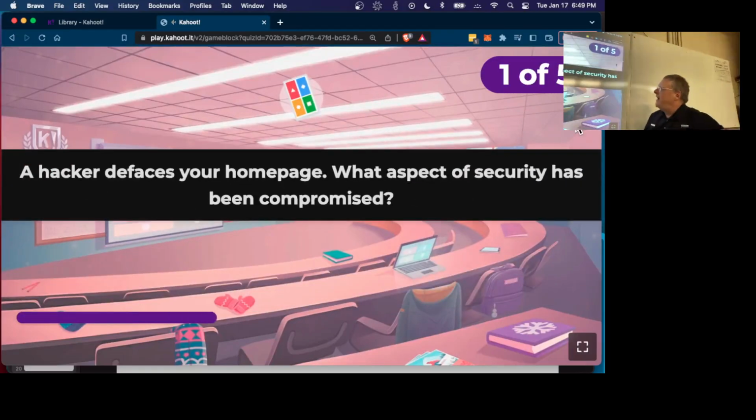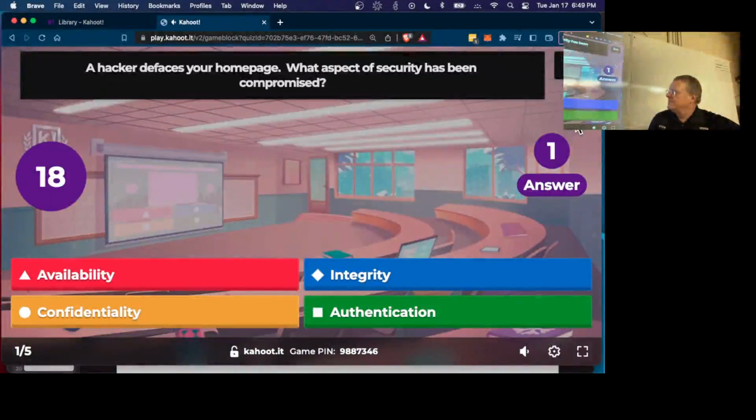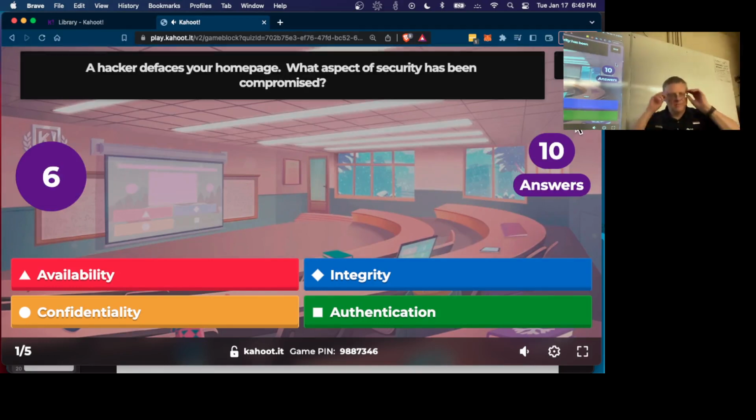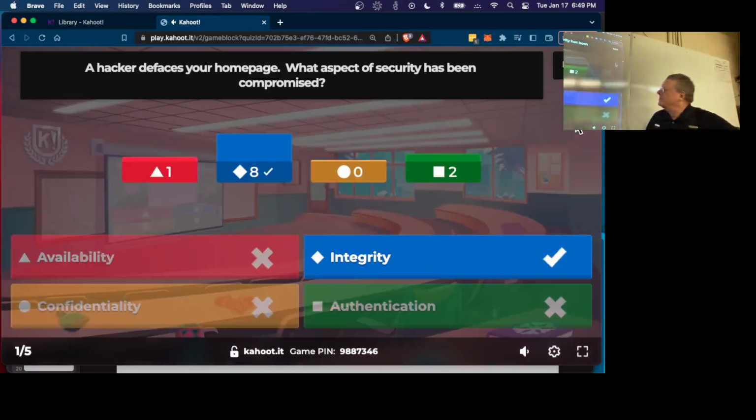All right, so a hacker defaces your web page. What has been compromised here? All right, that's integrity. By the way, the question should be echoed to your device, and you'll see that they appear there before they appear on the Twitch stream. The Twitch stream is delayed by a few seconds, so the Twitch people will maybe have to get used to that for the Kahoots. Anyway.